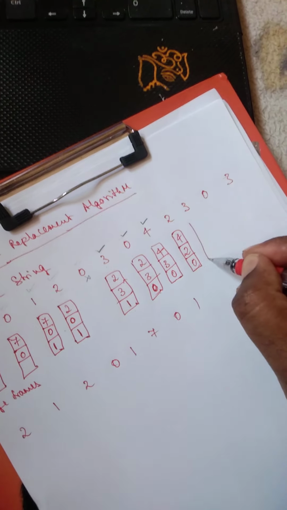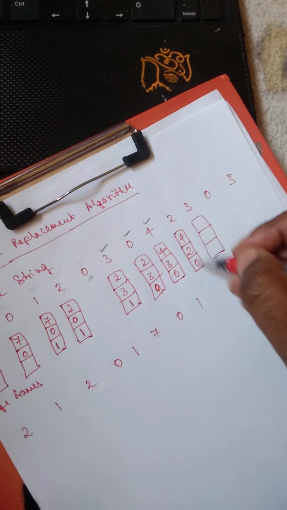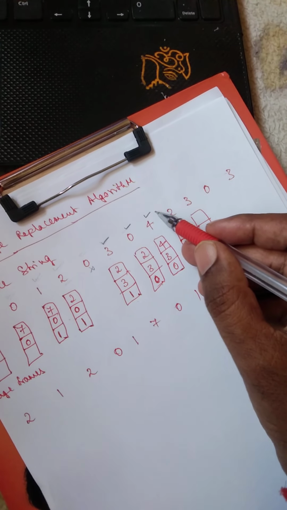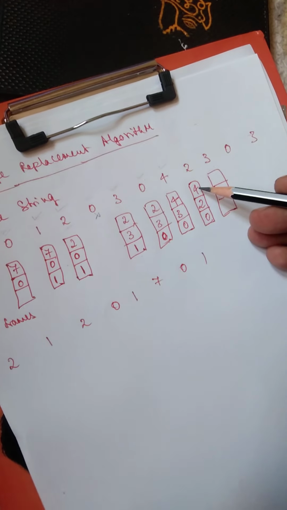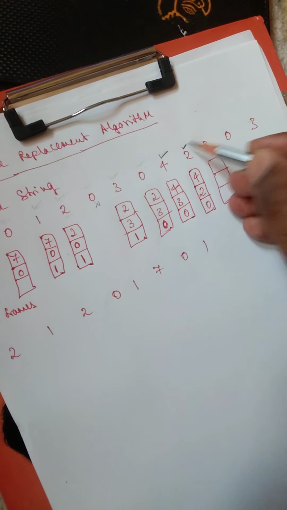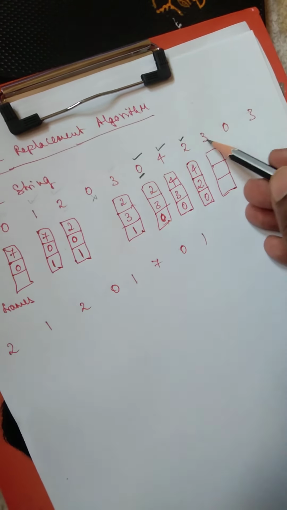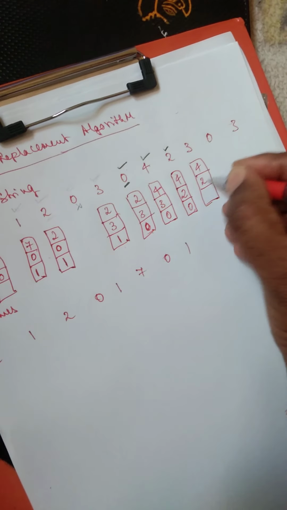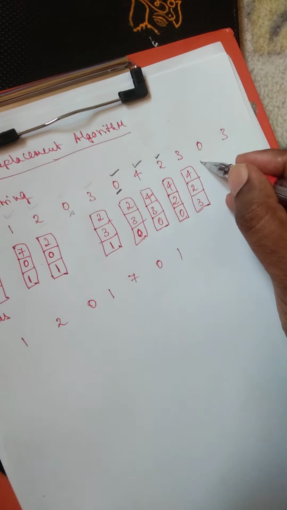So again next I do have a page fault. Since 3 is not there in the page table, after writing this again I'll erase all these tick marks. I'll analyze the values of 4, 2 and 0. 4 is used over here, 2 is used over here and 0 is used over here. So therefore in place of 0 I'll bring in this 3. So 4 comes over here, 2 is retained, and in place of 0 I'll bring in this 3. Again 0 has come over here.